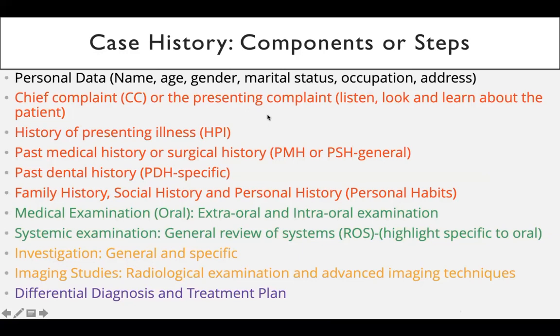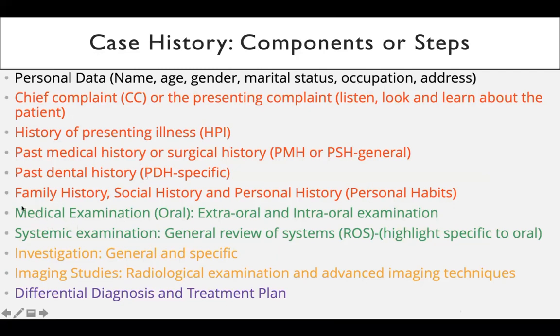So there was personal data, chief complaint, history of presenting illness, past medical history, past surgical history, past dental history, family history, social history, personal history. Personal data was totally administrative and for your personal use for the records. And then this was the objective and subjective area of the case history.